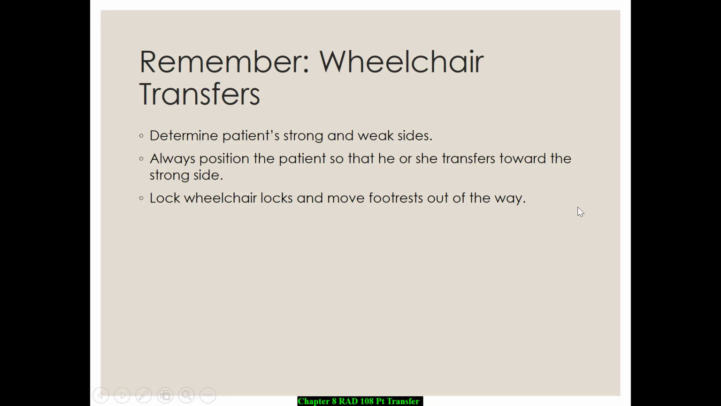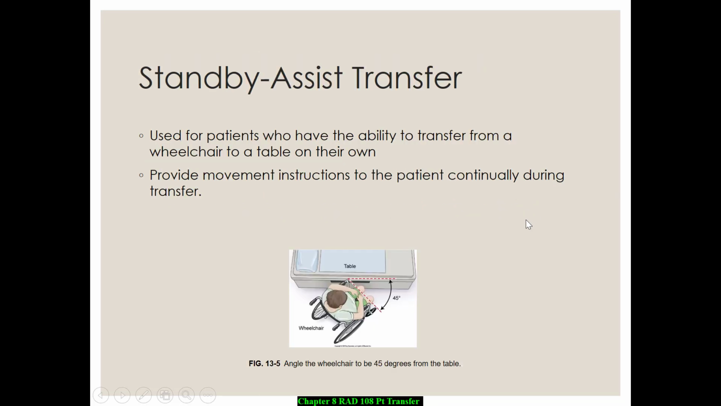And also keep in mind with wheelchair transfers that you want to keep the strong side. So always position your patient so that he is transferred towards the strong side. So identify, especially with a patient with a stroke, what's your weak side and your strong side, so that you have the strongest side towards the transfer area. You're going to lock those wheelchair locks and move those footrests out of the way on all patients.